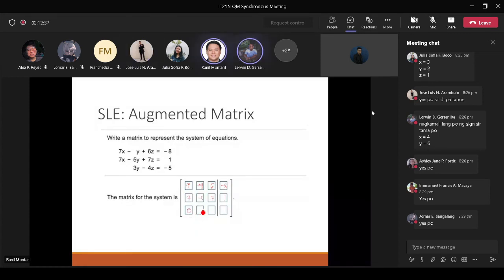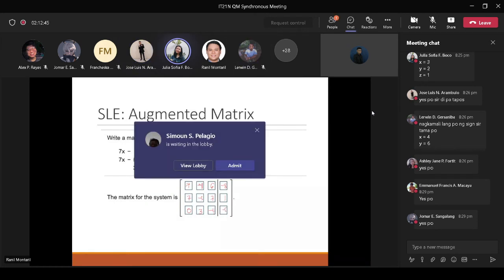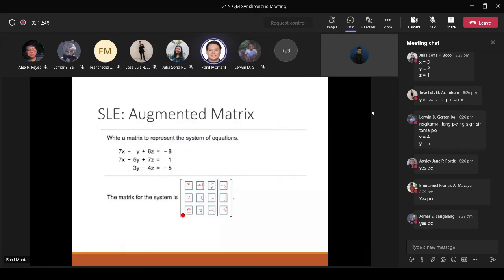8. 0. Ay, 3. Tama. Because there's no variable, 0 yun. 3. Negative 4. Negative 5. All right, very good. So this will be the equivalent augmented matrix of these systems of equations. Very good, guys. Very good.